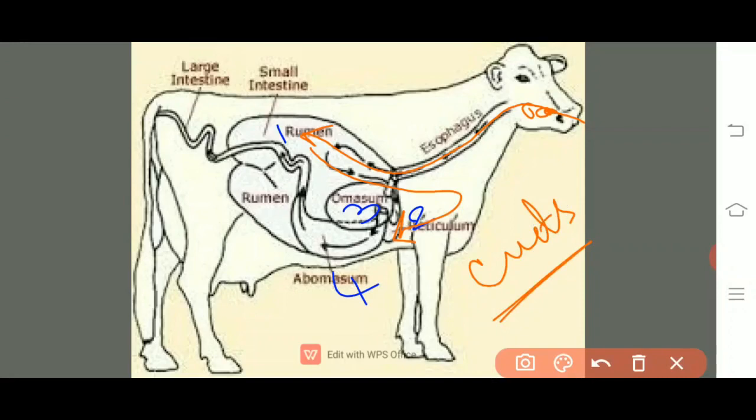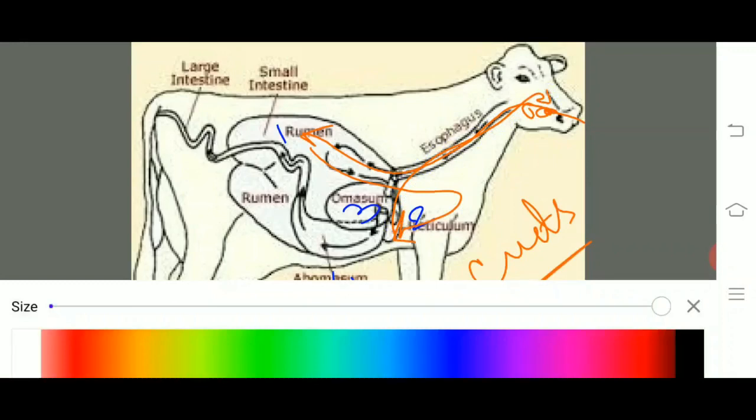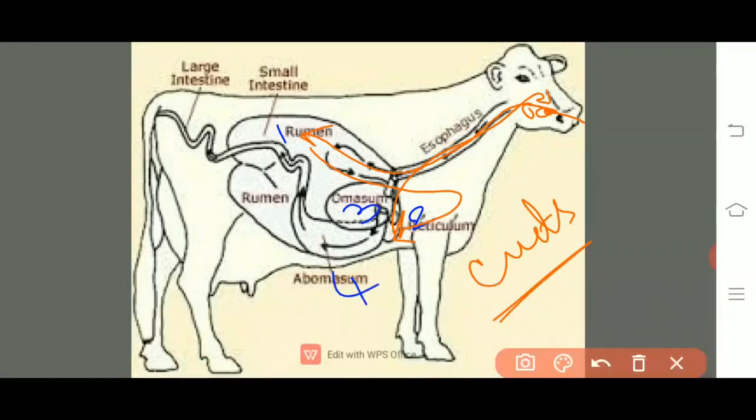These cuds are sent back to the mouth. In the mouth, they undergo remastication, and after appropriate mastication, the food is swallowed from the mouth directly into the omasum. This time it never enters the rumen again. In the omasum it is thoroughly mixed by the movements of the walls, and this mixed food then enters the true stomach, the abomasum.